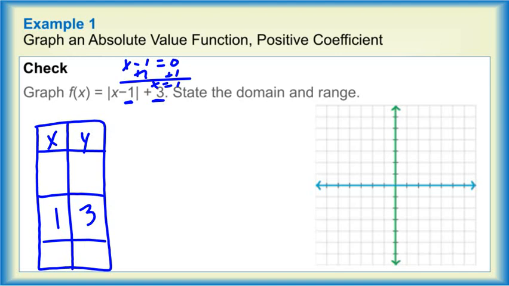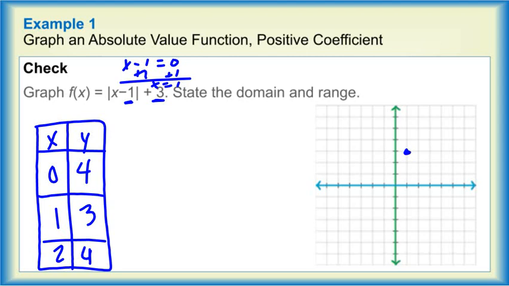Now if I choose a point on each side, so 0, and let's choose 2. So if I put a 0 in for x, 0 minus 1 is negative 1. Absolute value of negative 1 is 1. 1 plus 3 is 4. 2 minus 1 is 1. Absolute value of 1 is 1. Plus 3 is 4. So if I plot this on our graph, we have our vertex at 1, 3.